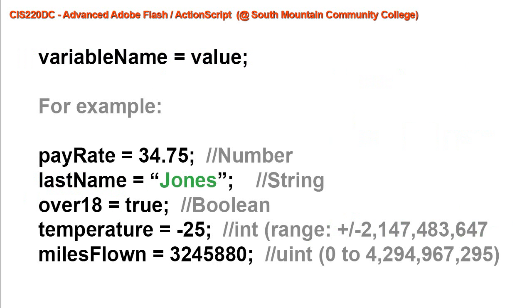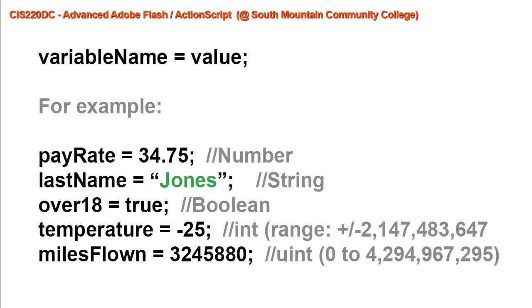Once you've declared a variable, you can assign it a value. The statement there is simply whatever the name of the variable is equals some new value. Now that value has to be of the appropriate data type. So we can use payRate equals 34.75. That's a numeric data type, or number data type. lastName equals "Jones". Notice Jones is in quotes, so it's a literal string. over18 equals true. Over18 was a Boolean data type in the previous example.